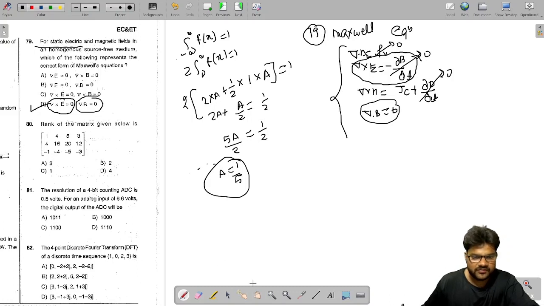Directly on the basis of all 4 Maxwell equations you could answer this. So our next question is the rank of the matrix given below.